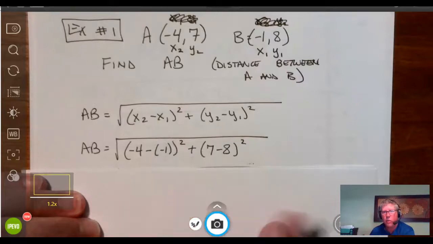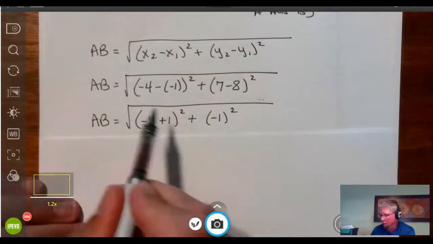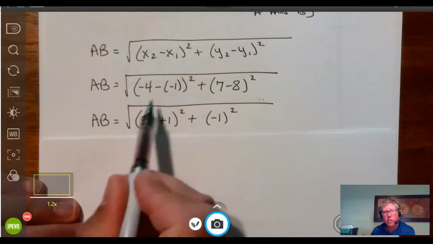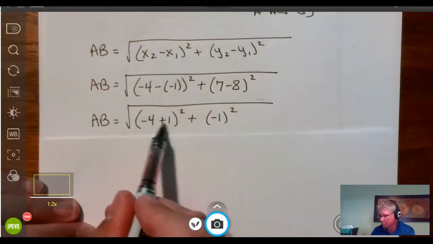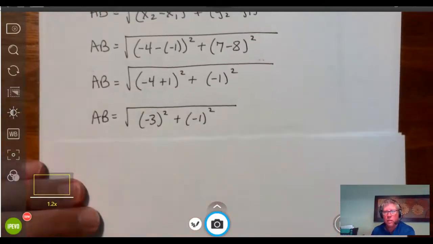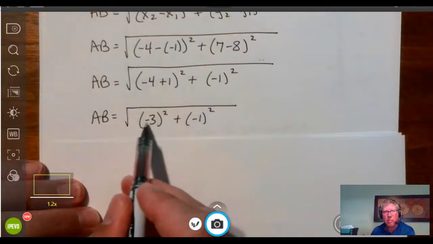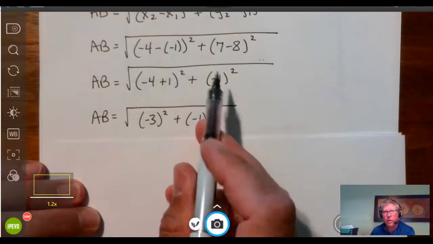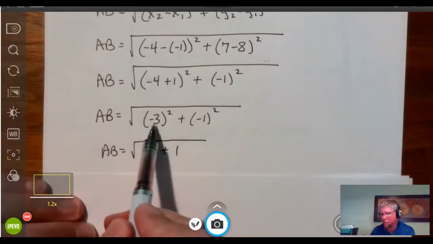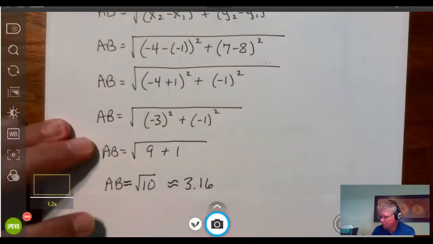And then the difference of y's, 7 minus 8. That's easy. I like to deal with that negative. A minus is a positive. So instead of trying to do all this in my head, I just rewrite it. -4 plus 1 is -3. I'm keeping the parentheses. -1, obviously from 7 minus 8. -3 squared is +9. -1 squared is +1.